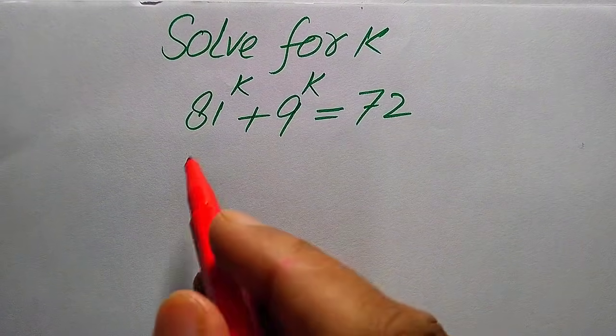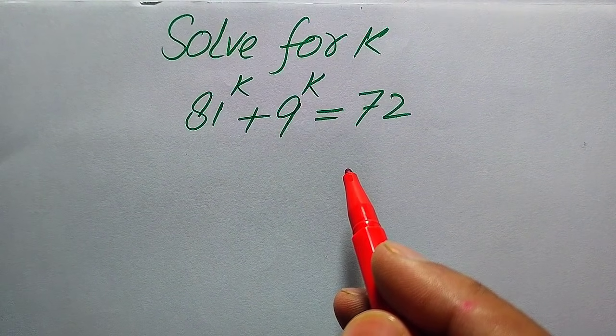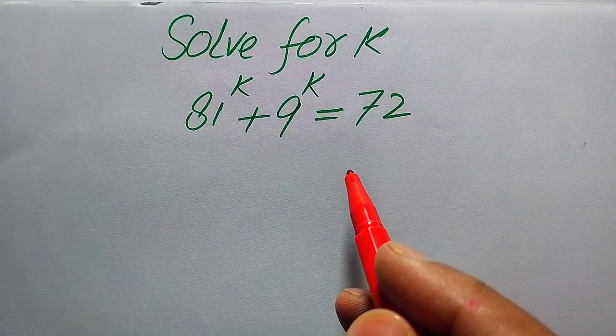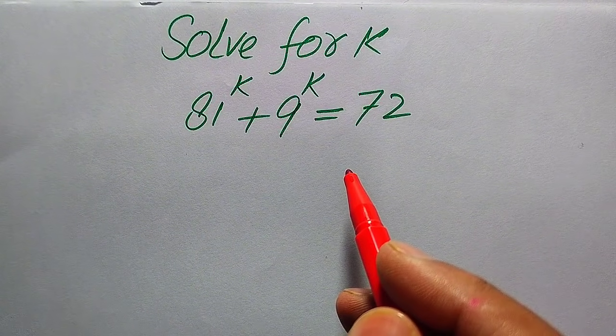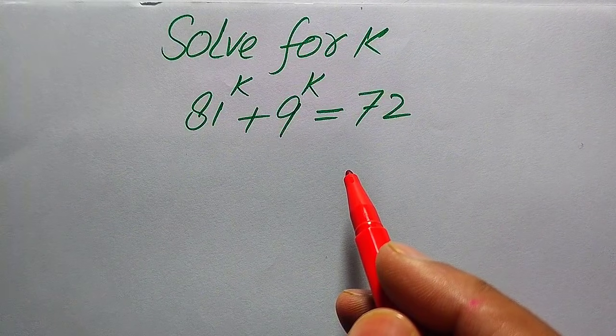So here we have 81 to the power of k plus 9 to the power of k is equal to 72, and we solve this problem for all the values of k. First we need to find all the roots of this equation, and at the last we will verify which of the roots are solutions and which of the roots are extraneous roots.